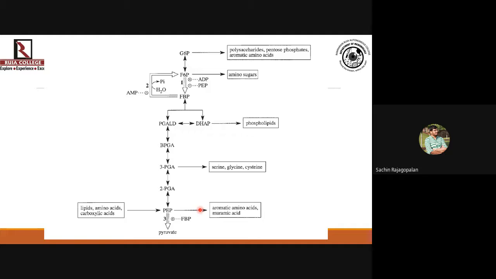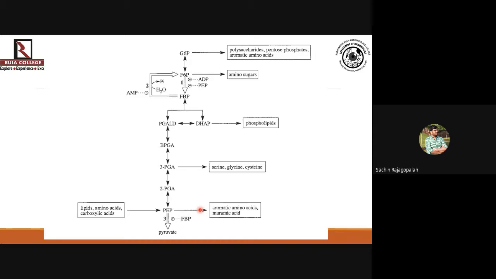Muramic acid. Can you tell me where you have heard about muramic acid in the past? Do you remember this term, muramic acid? N-acetylmuramic acid. Very good. Where is it found, Saloni? So, cell wall. Very good. Excellent. So it can also be used for generating muramic acid.